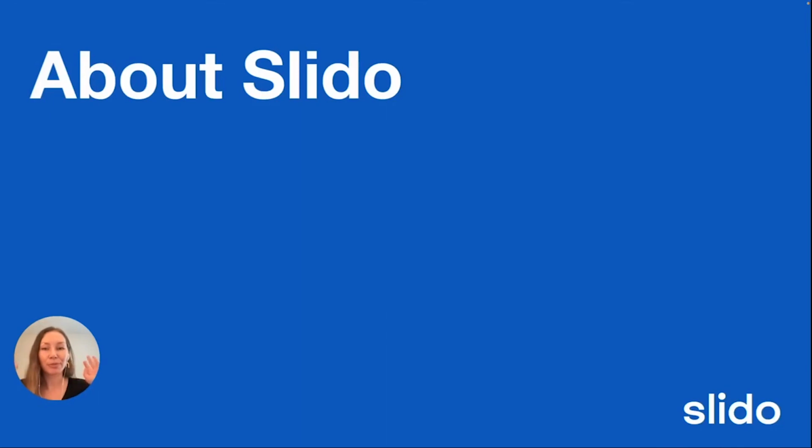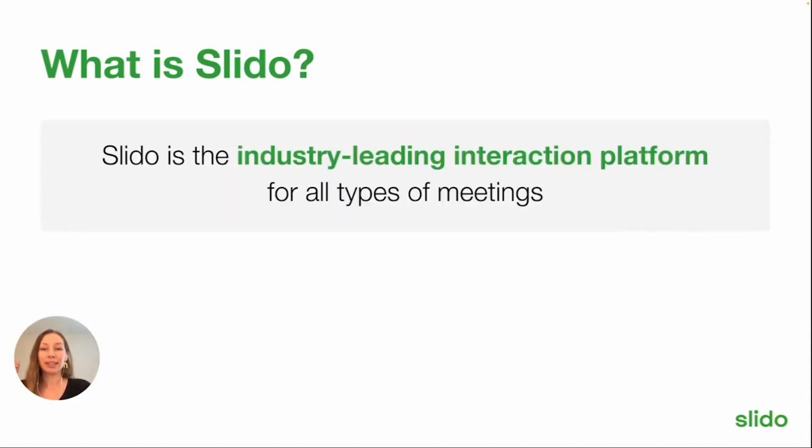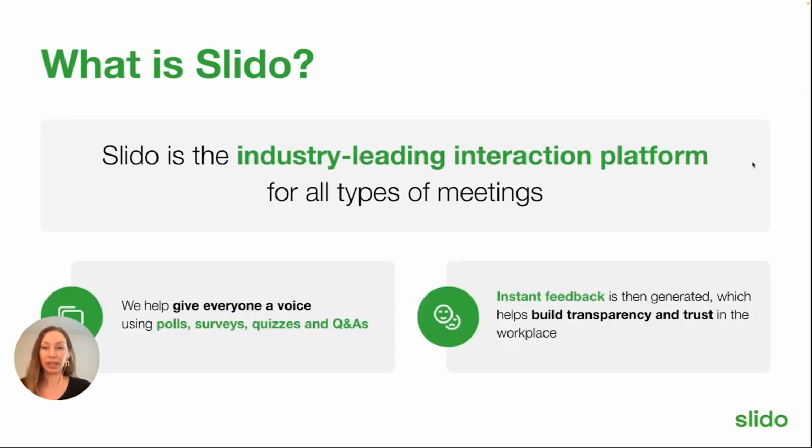So let's just jump right into Slido and our features and what it's all about. So first, what is Slido? Slido is the industry-leading interaction platform for all types of meetings, and we help give everyone a voice by using polls, surveys, quizzes, and Q&As. And this instant feedback can help build transparency and trust within your workplace.